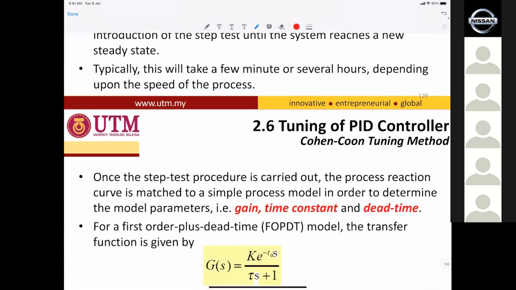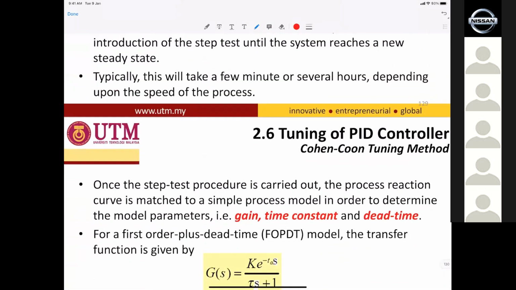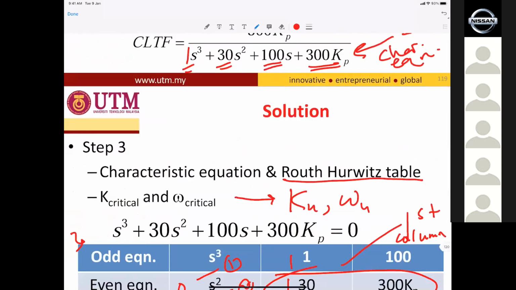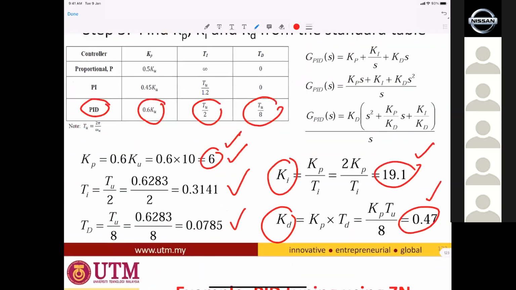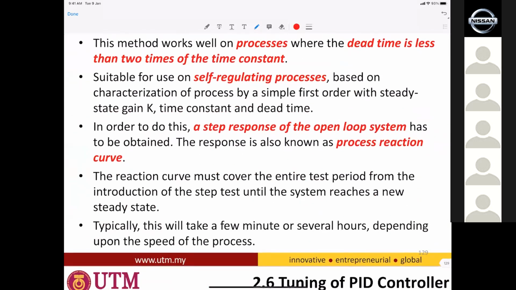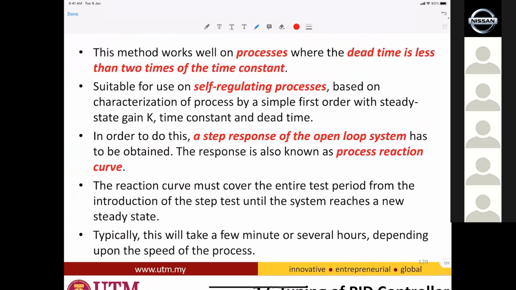So that is the example. Okay, so we go to the second tuning method, which is the Cohen-Coon tuning method, after we look at Ziegler-Nichols. This method works well on processes where the dead time is less than 2 times the time constant. Dead time is usually what we refer to as the time delay, and the time constant is tau.